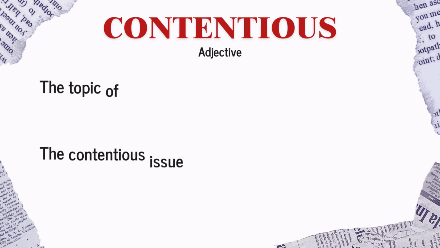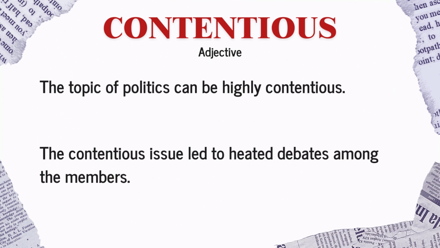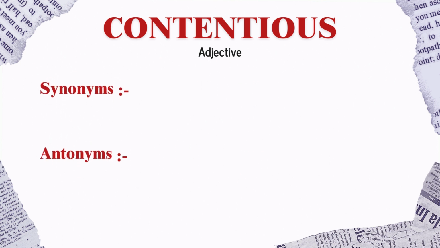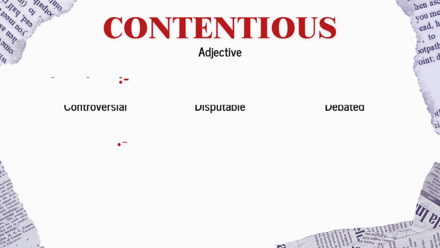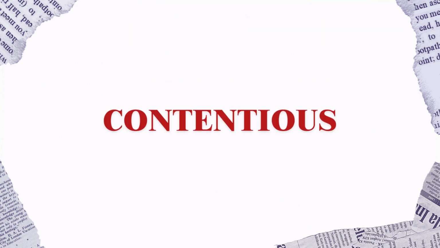The topic of politics can be highly contentious. Another example is, the contentious issue led to heated debates among the members. Some synonyms for contentious are controversial, disputable, and debated. Words with opposite meanings or antonyms include agreeable, harmonious, and consensual. Remember to pronounce the word contentious clearly.